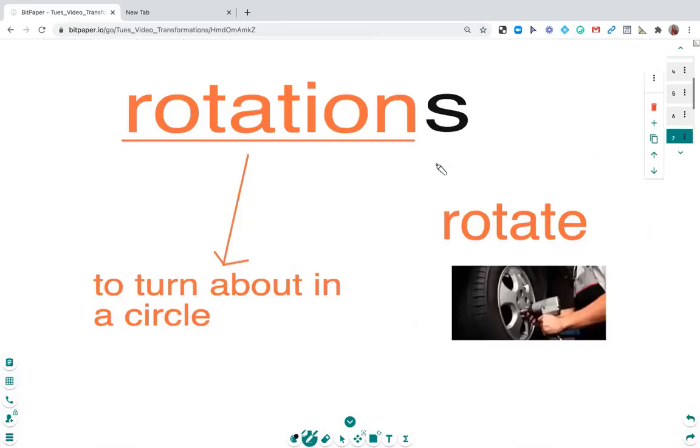Okay, so now we're going to talk about rotations. Well, rotate is a pretty common word. I often think about rotating and balancing my tires. So what does that mean? Well, the actual root word for rotation, it's a root word from Latin, and it means to turn about in a circle.